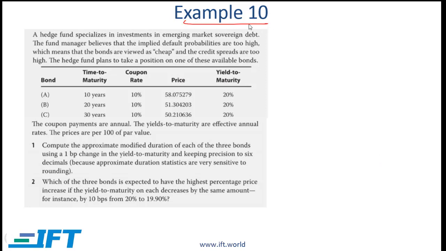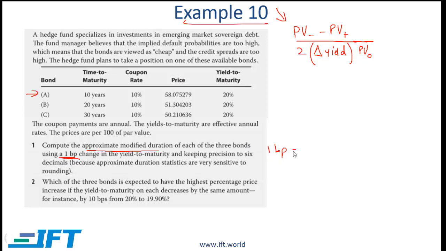Let's take a look at example 10 now. This is a fairly mechanical example where you are supposed to use this formula. Let's take bond A. Given that we are supposed to do a 1 basis point change, recognize that 1 basis point is equal to 0.01%, which is equal to 0.0001 in decimal. So that is what you will plug over here.